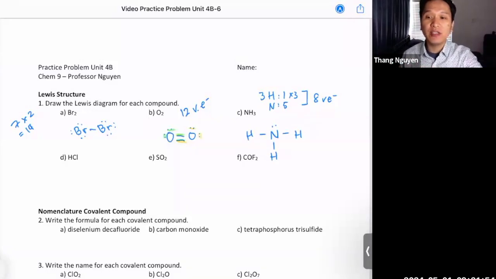And in fact, when you do that, it gives nitrogen a full octet also. And we also use all 8 electrons. So that Lewis structure is complete.